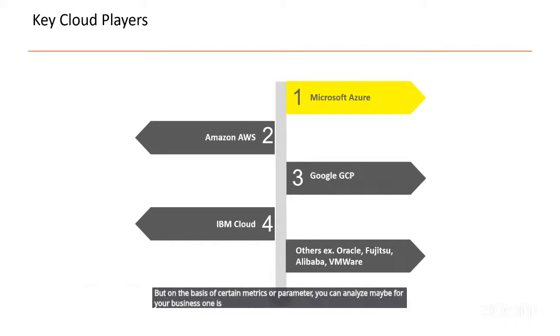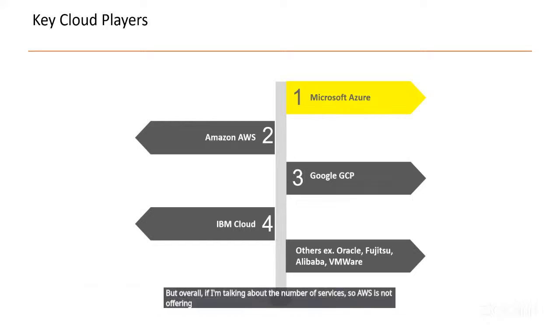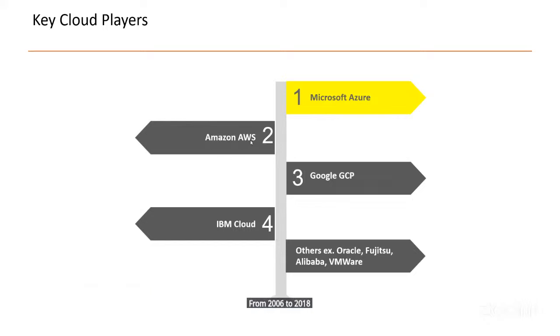But overall, if I'm talking about the number of services, AWS is not offering the higher number of services. The higher number of services is offered by Microsoft Azure. Earlier, during the initial days, AWS was definitely much better. From 2006 to 2018, it was the market leader. But in the current situation, both are very close to each other.